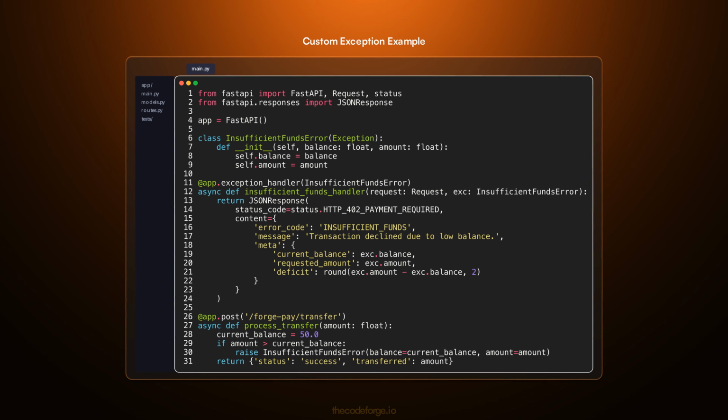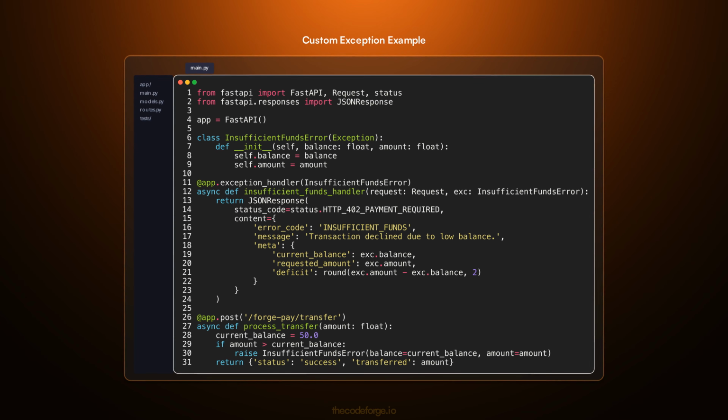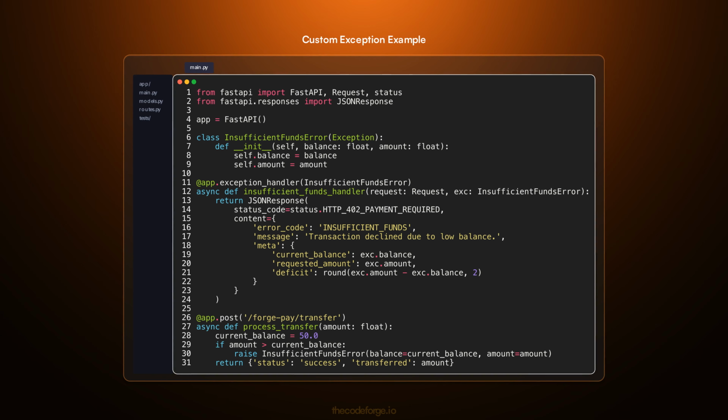Here we define a custom insufficient funds error with balance and amount attributes. The handler returns a 402 status with structured metadata, including the deficit. The endpoint raises this exception when the transfer amount exceeds the balance.